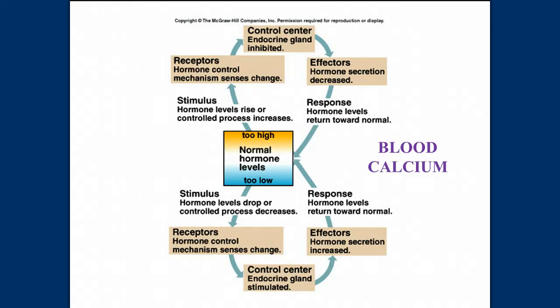Okay, go back over this figure 8 and plug in what happens with blood calcium between parathyroid hormone and calcitonin. So know what the target cells are, the action of those hormones, what gland produces those hormones, and why those hormones are being released.